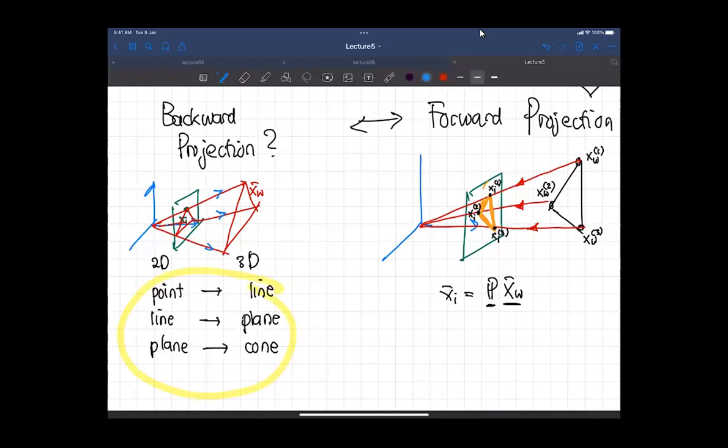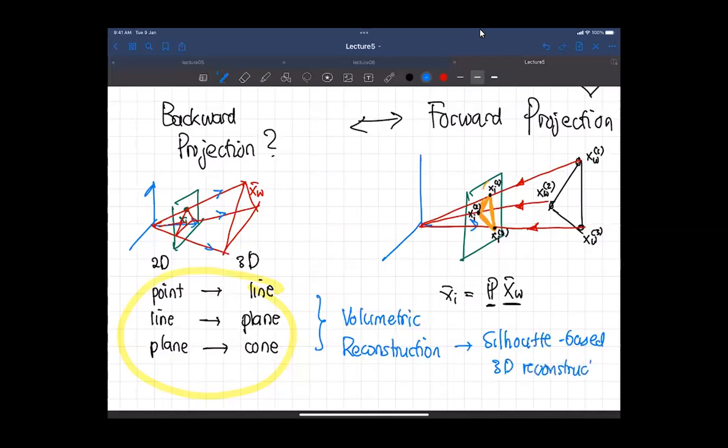Now, actually there is an application for this, which is called volumetric reconstruction, or silhouette-based 3D reconstruction. Do you understand the meaning of silhouette? Silhouette is, you know, if I have this, that's called silhouette. The hard shadow is called silhouette. So if you have a shadow or image from a few different angles, you actually can construct the object in the world because you can intersect this plane or cone from different angles. Okay, so that's called silhouette-based 3D reconstruction.